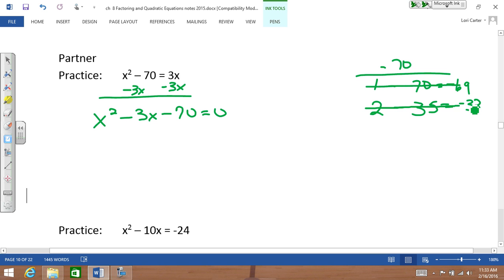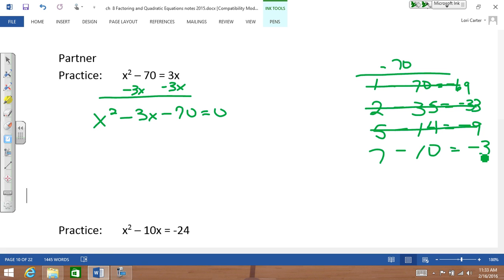3 going into 70? No. 4? No. 7? Yes. 5? No. 5 and 14? No. Why not? 5 minus 14 is negative 9. Ooh, that's close. Is it right? No. It's not even close. Next, 6? No. 7? Yes. Mrs. Carter, you said that was close. There's an infinite amount of numbers in between those two. Okay. 7 minus 10 is a negative 3. Is that what I need? Yes. So how does this factor? How do we get this middle?